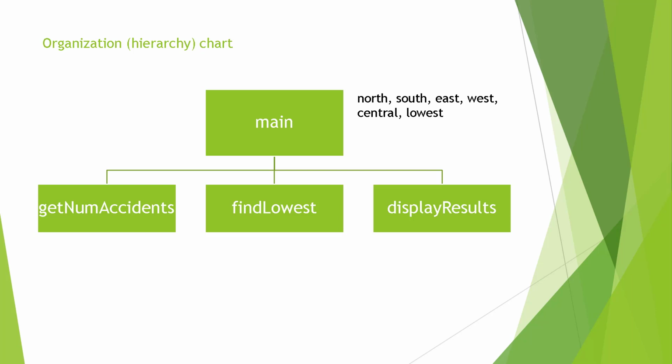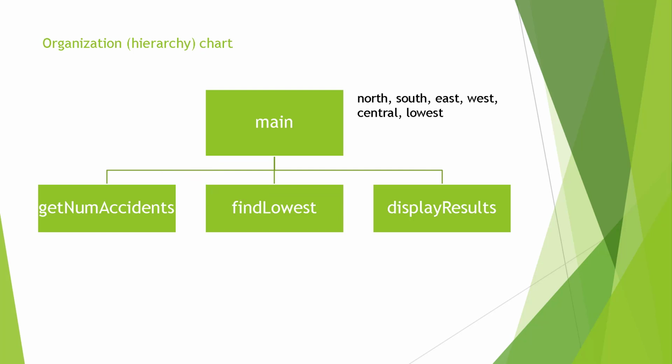Let's look at our input function first. Main will send 1 argument to that function, which is a string that has the name of the region in it. But what will that function send back to main? And the answer is the number of accidents entered by the user. Notice that this function receives data and also returns data to main.